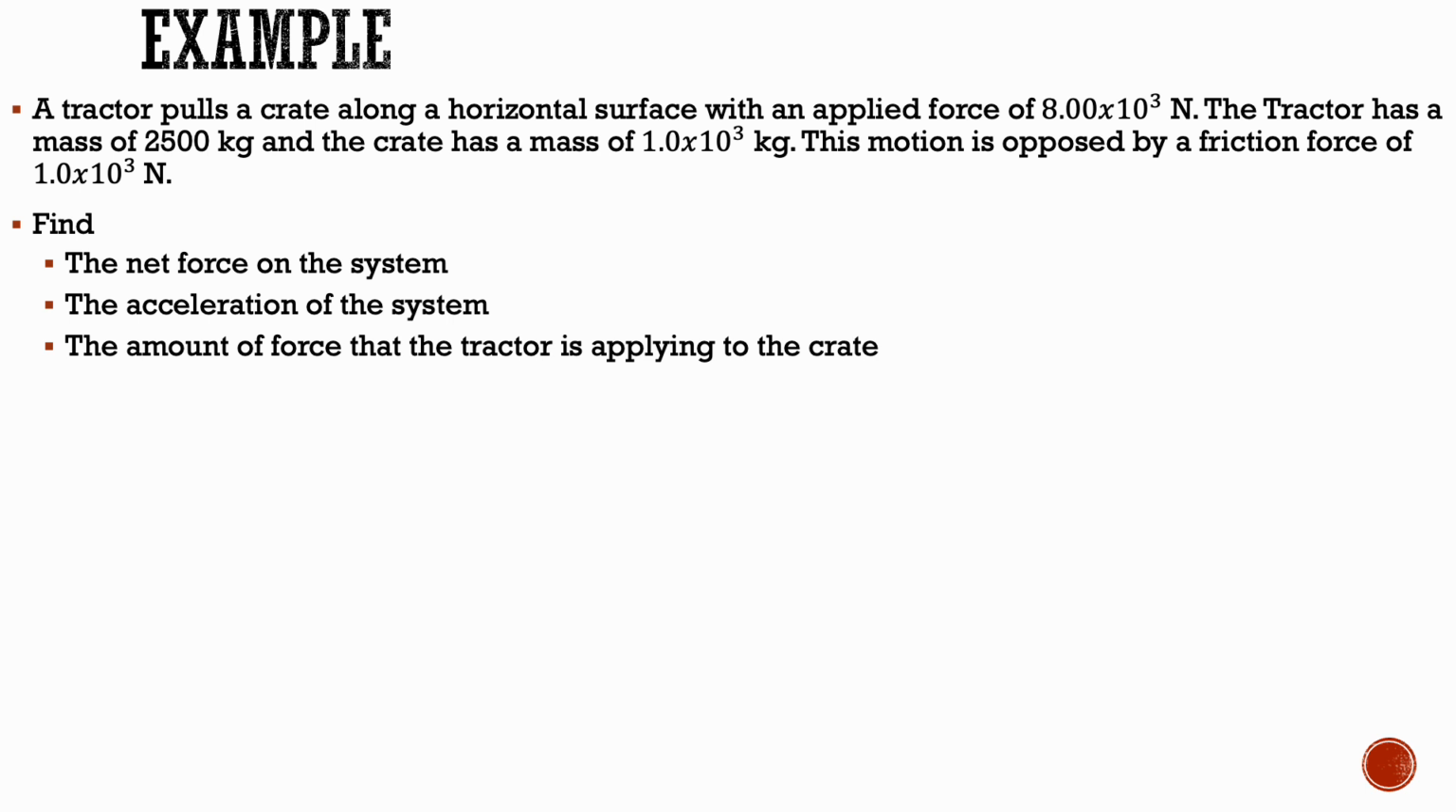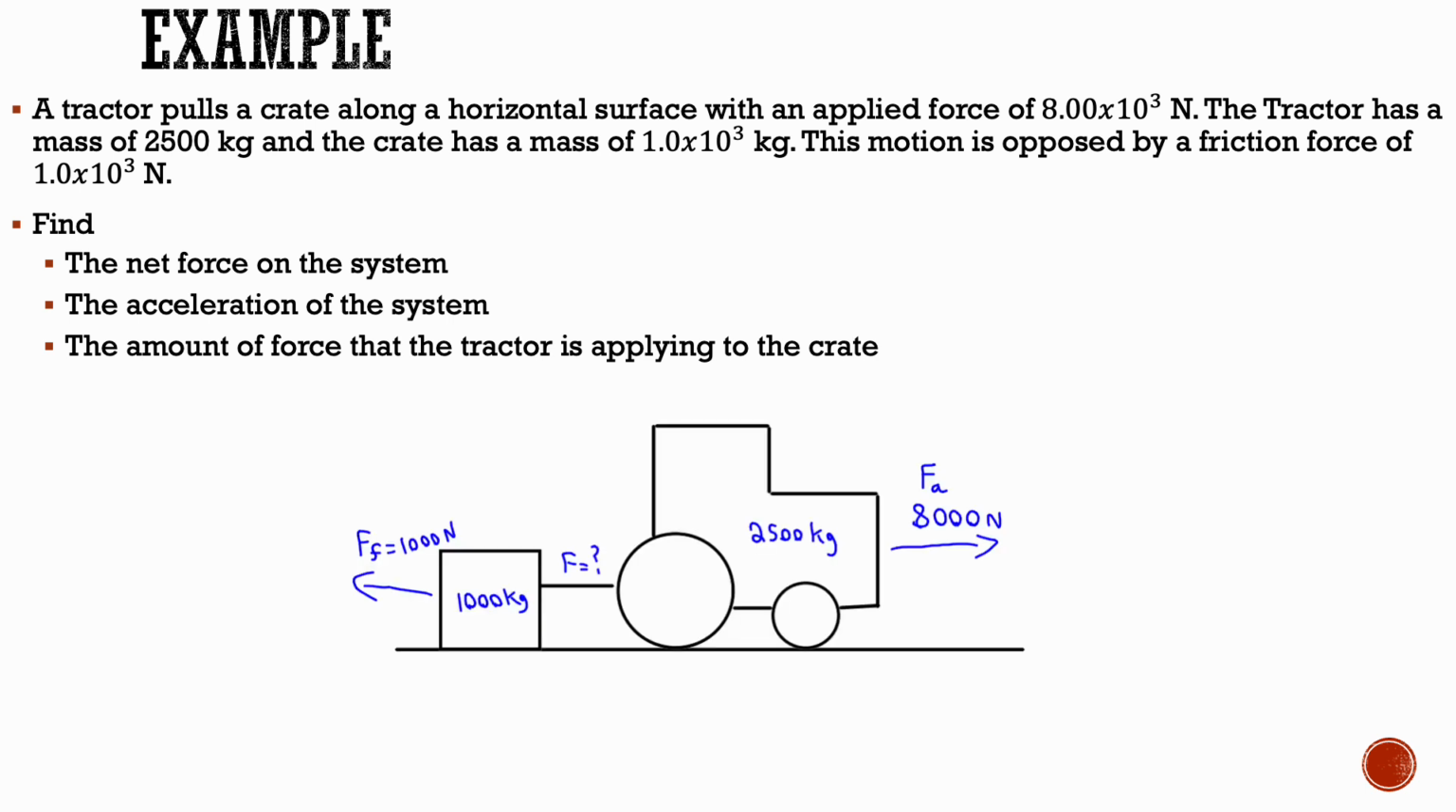So first thing I would do is draw out our situation. We've got a tractor here that's moving forward with a force applied of 8,000 newtons. It has a mass of 2,500 kilograms. We don't know the force of tension between the tractor and the crate. The crate's 1,000 kilograms, and we have a frictional force of 1,000 newtons acting on this crate.